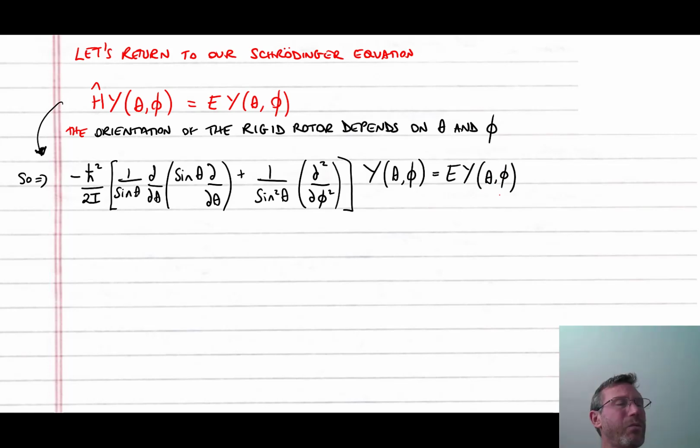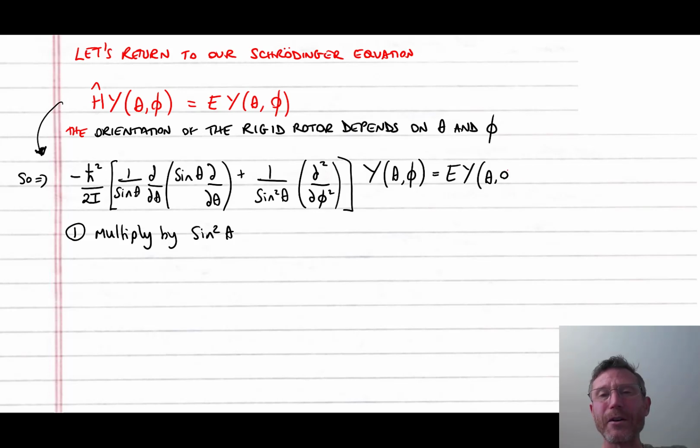Okay, so what are we going to do now? We're going to do a couple of simplifications. So the first thing we're going to do is multiply by sine squared theta across the board. And so what would we end up with? It's quite easy to do on the left hand side. I'm going to give myself some space on the right hand side, and then multiply across the board by sine squared theta on both sides of the equation.